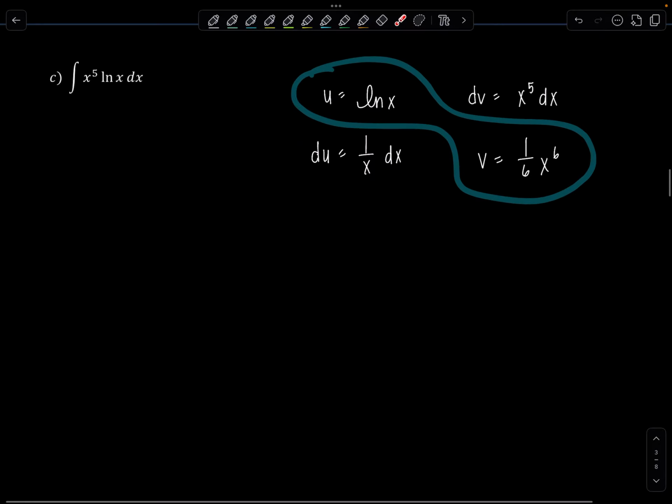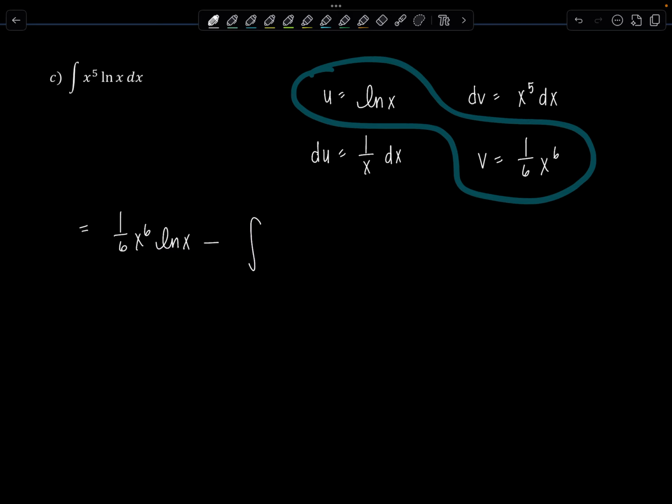So let's see how this is going to go. U times v, let me rewrite it as 1/6 x to the sixth and then natural log of x minus integral. Let's put this 1/6 out front.